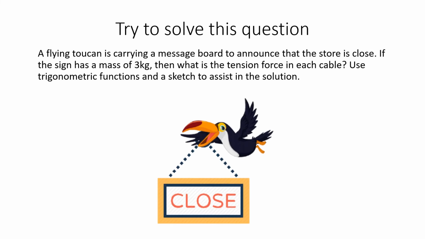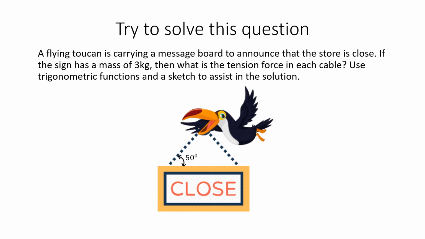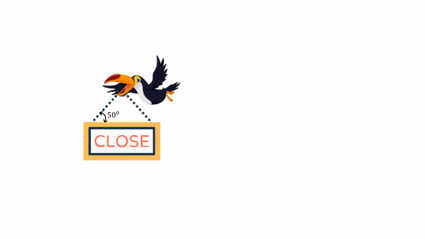Okay, so let's try to solve this question. A flying toucan is carrying a message board to announce that the store is closed. If the sign has a mass of 3 kilograms, then what is the tension force in each cable? Use trigonometric functions in a sketch to assist in the solution. So how do we solve this problem? This might be quite hard if you don't know the forces acting on this diagram.